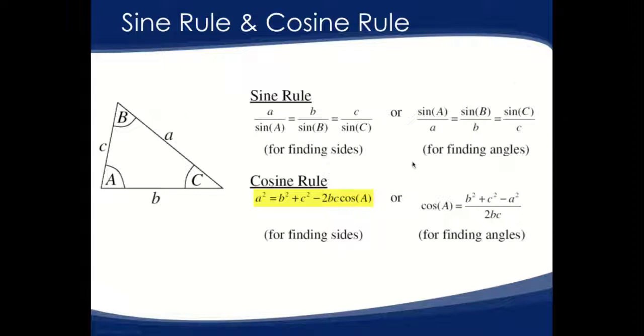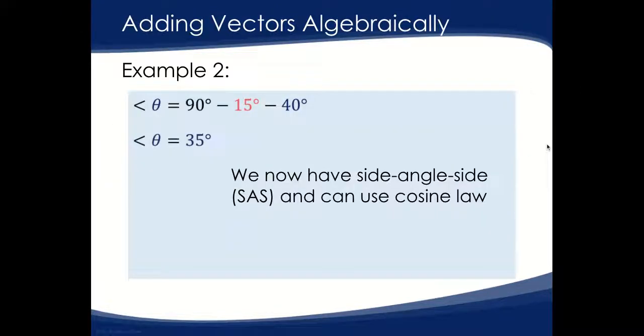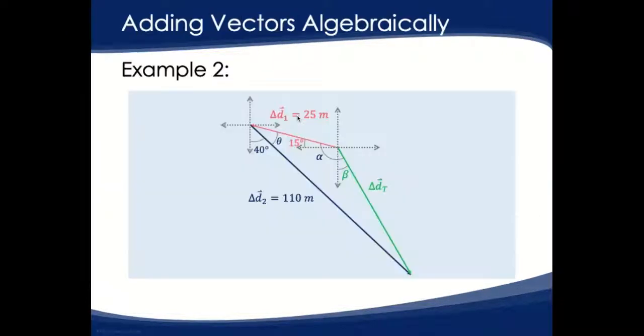But refer back to those websites if you need to use sine rule and cosine rule. So if we're going to be adding these vectors algebraically, when you look at these, we know that a right angle would be 90 degrees, right? So if we look at these and we have 15 and 40, going back to our original problem, this right here would be a 90-degree angle. So what we're trying to find is this angle in between.